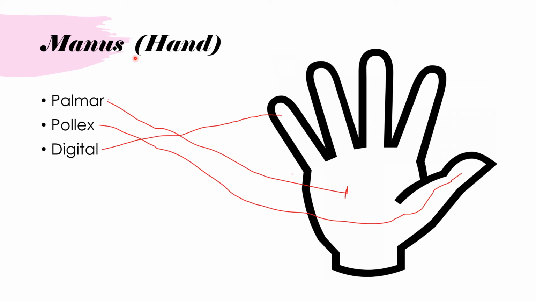The manus, or the hand, has 3 divisions: the palmar, which is the palm of your hand, the digital, which are these 4 fingers, and then the pollex. Remember that pollex and palmar start with the letter P, so it'll be easier to remember the difference between the pollex and the hallux, which is the great toe.